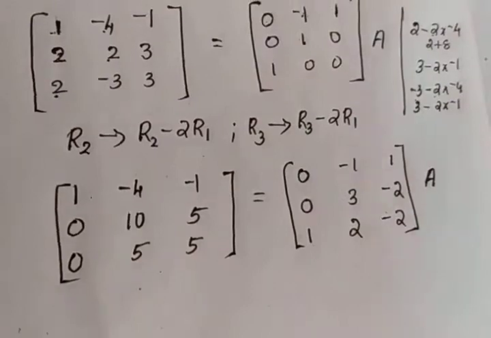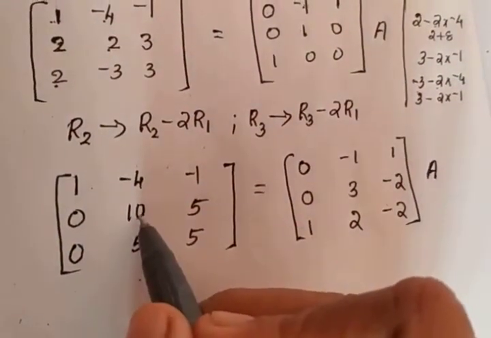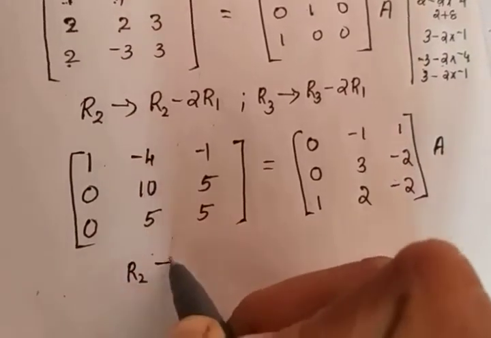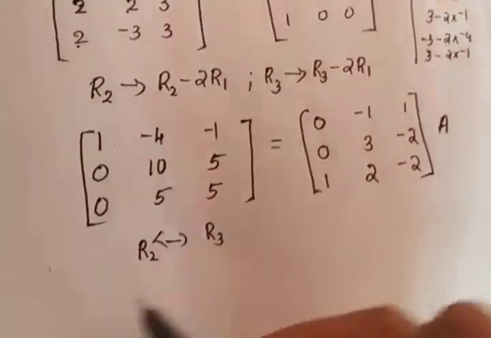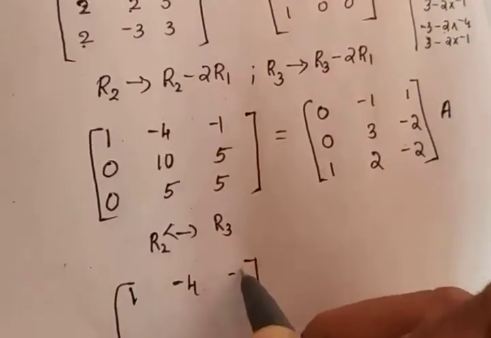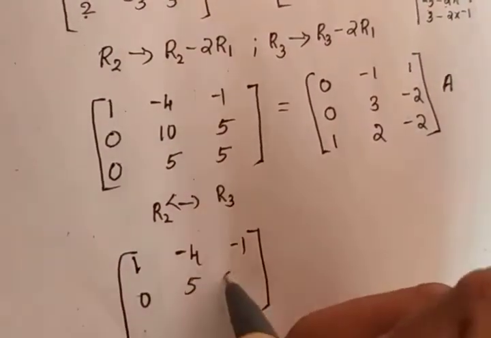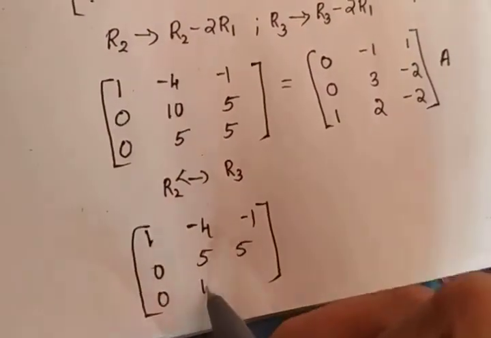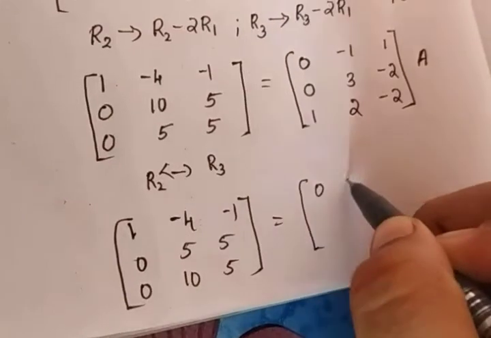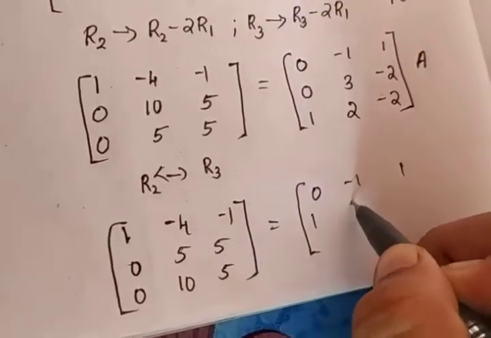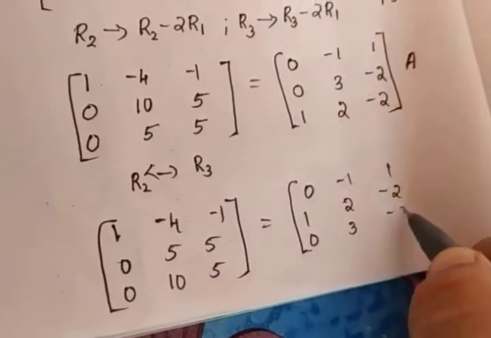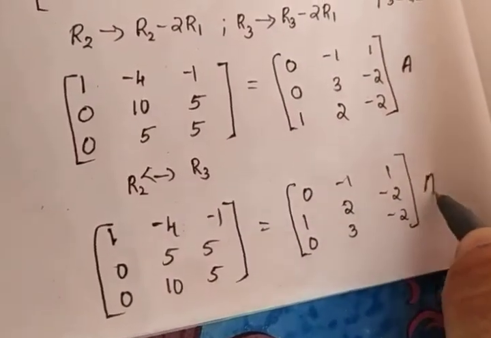Again what you have to do, we have to make the second row, second element as 1. So here also it is easy to transform: interchange the second row and the third row. So first row remains the same, 1 minus 4 minus 1, 0, 5, 5 will be the second row, 0, 10, 5 will be the third row. Here also 0 minus 1, 1 first row remains the same, 1, 2 minus 2 will be the second row, 0, 3 minus 2 will be the third row into A.